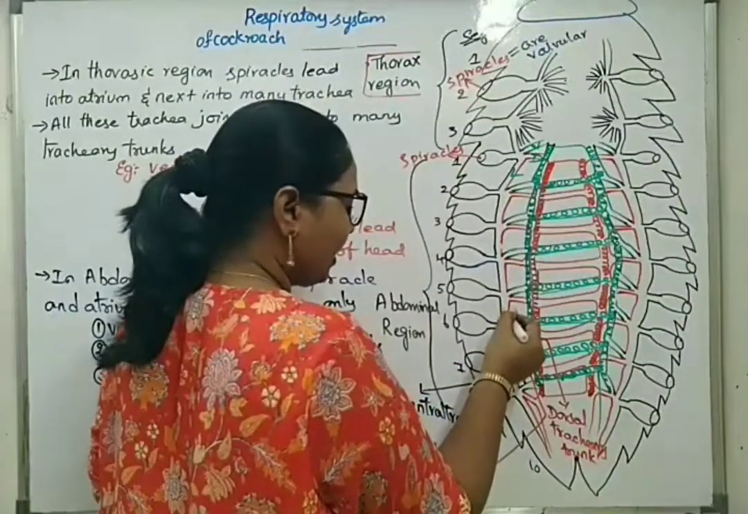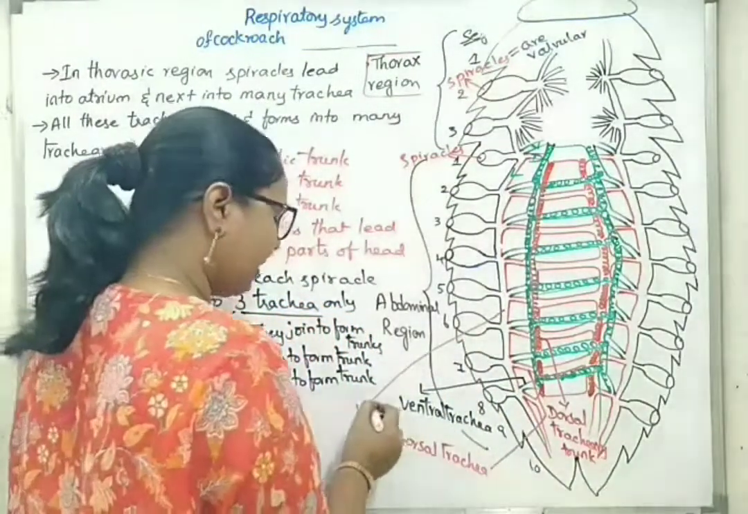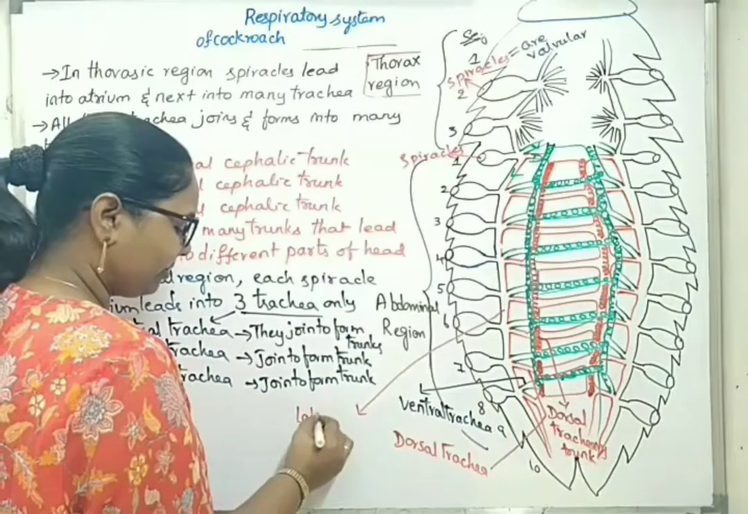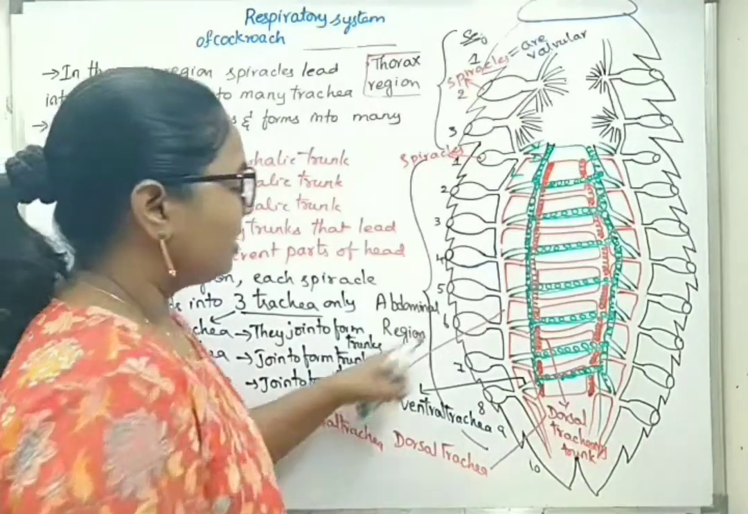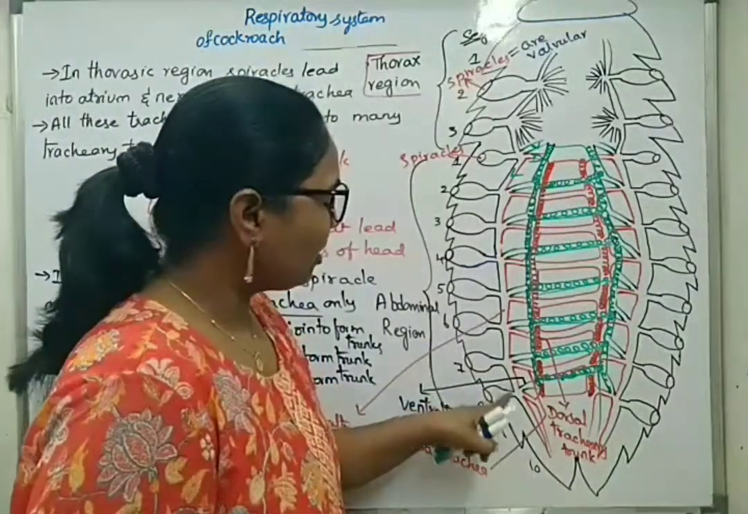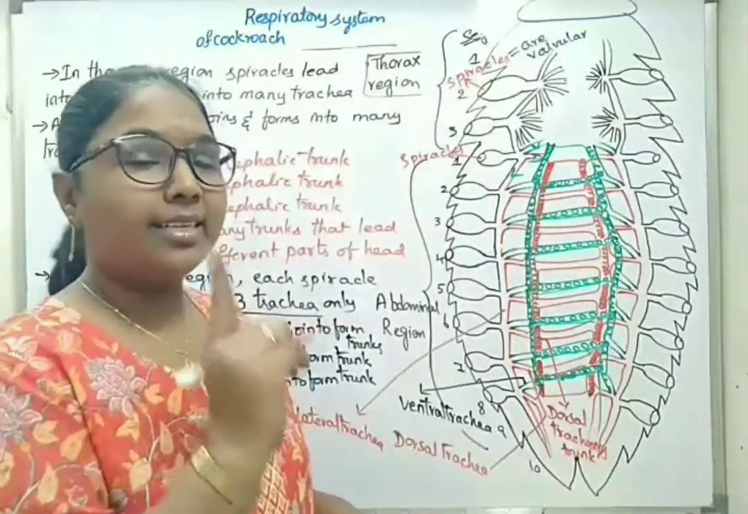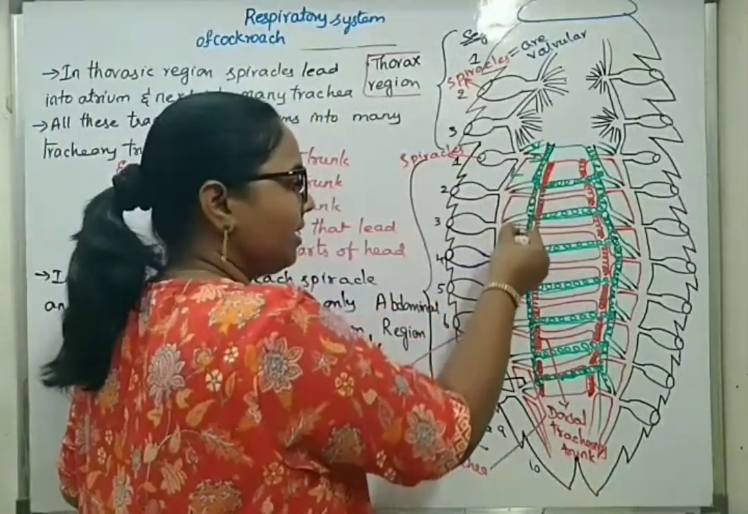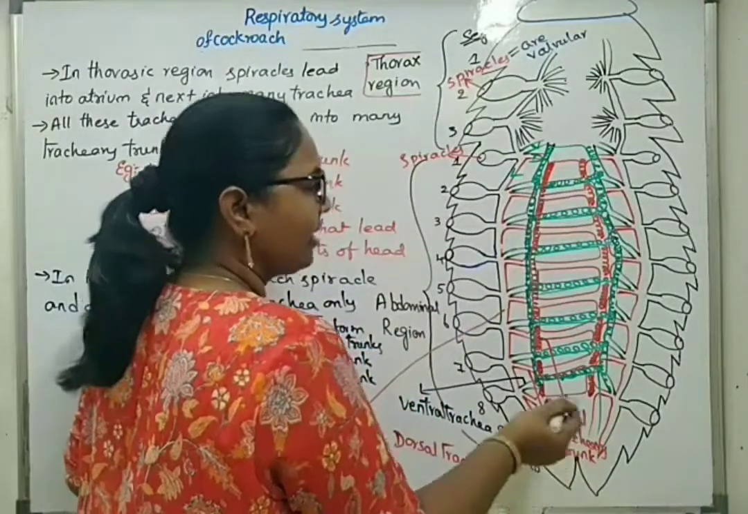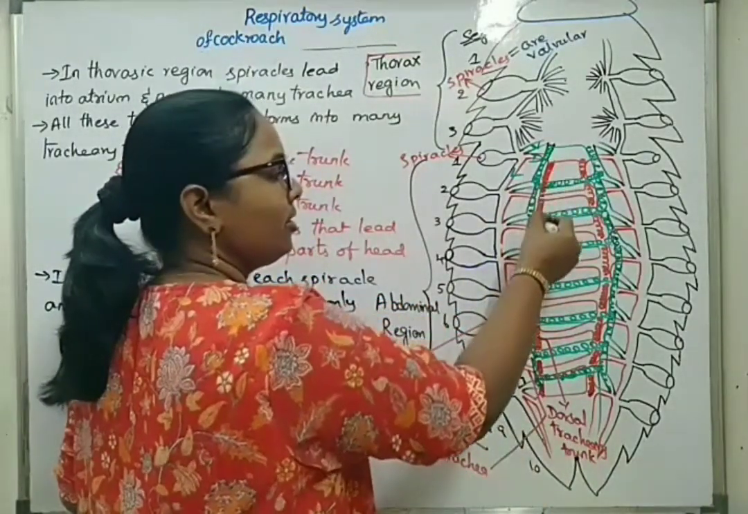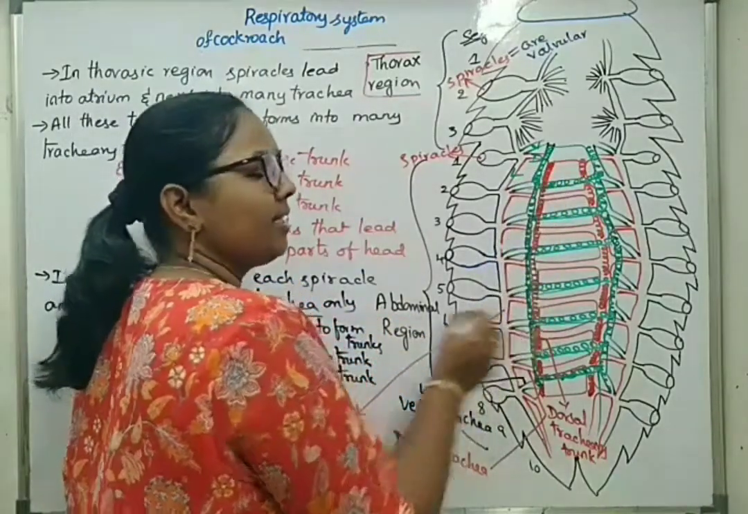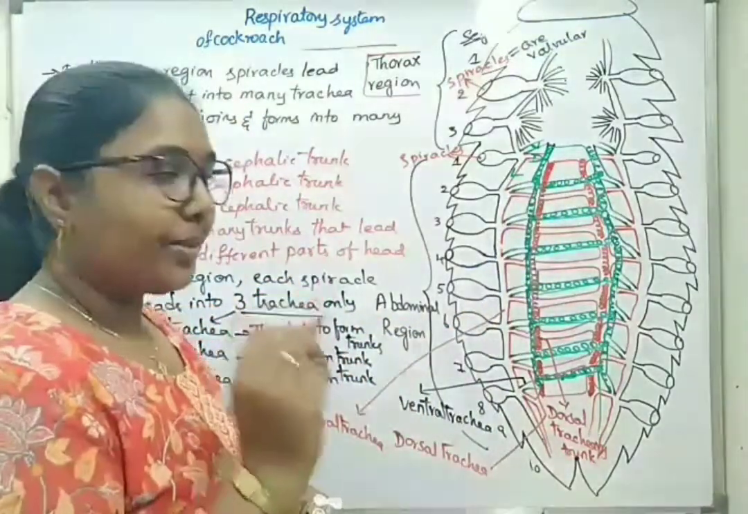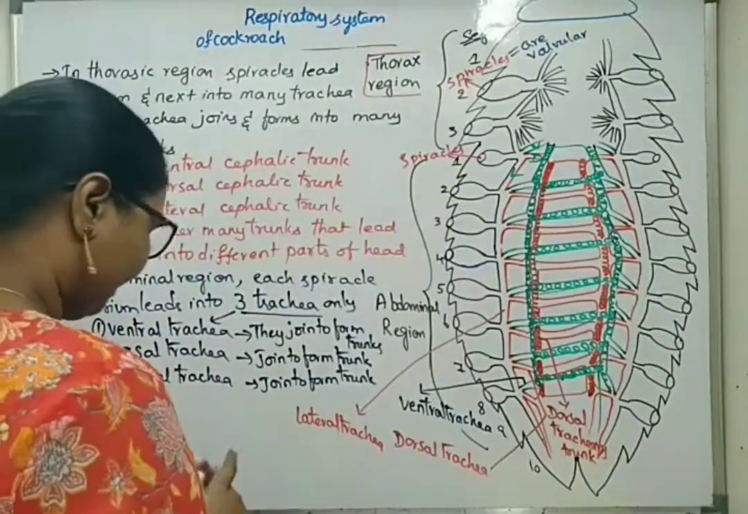This one we can label as lateral trachea. See later this trachea, all this will join to form into one single trunk. So we are telling this is lateral trachea, tracheary trunk. This red color one, dorsal tracheary trunk. Green color one, ventral tracheary trunk. Just to differentiate the parts, I have given different colors.